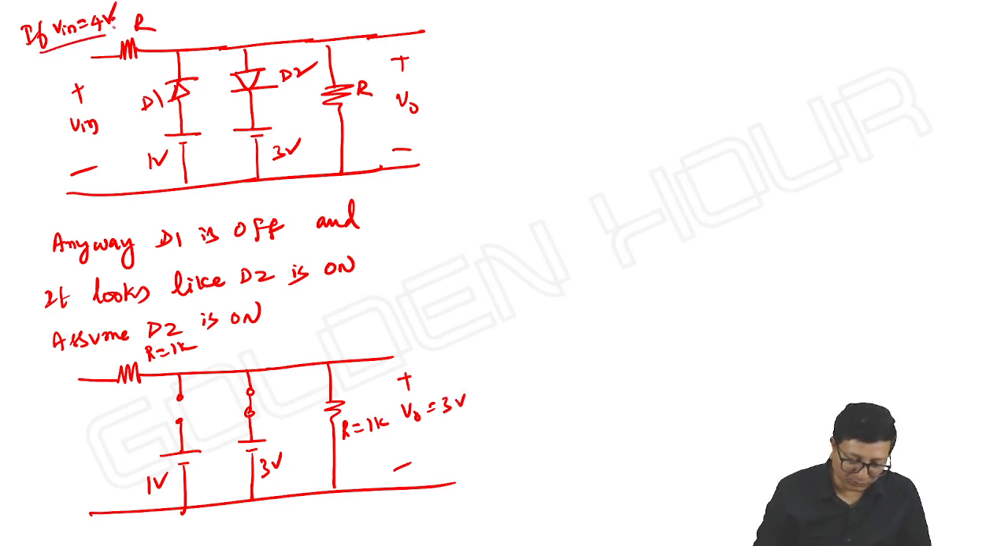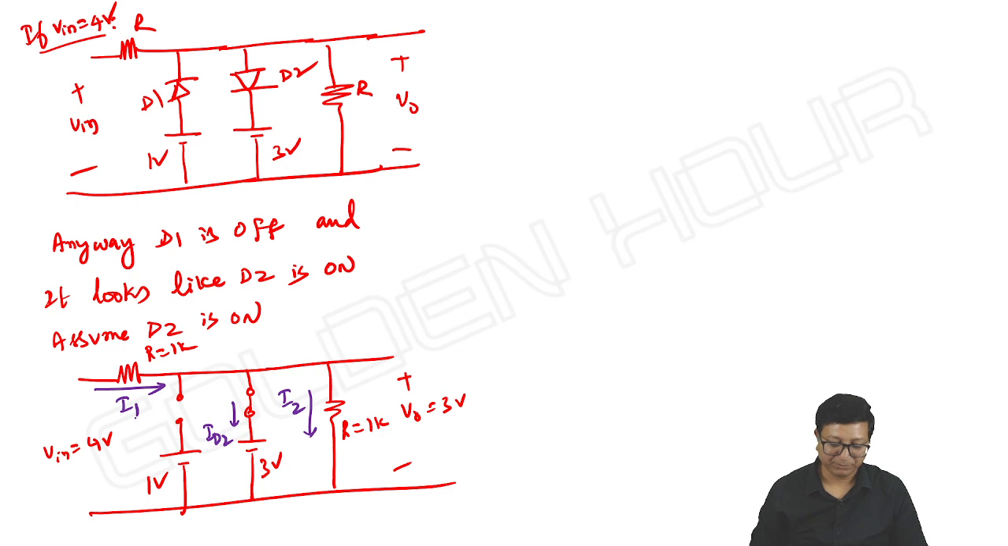Okay, I am taking 4 volts here. So input is equal to 4 volts. Then as D2 is on, there should be a current. This is ID2, and this is I2 for 1. So let me take this current as I1. So what about I1?